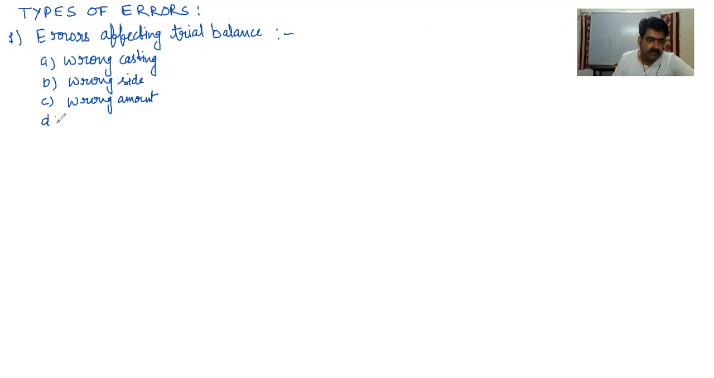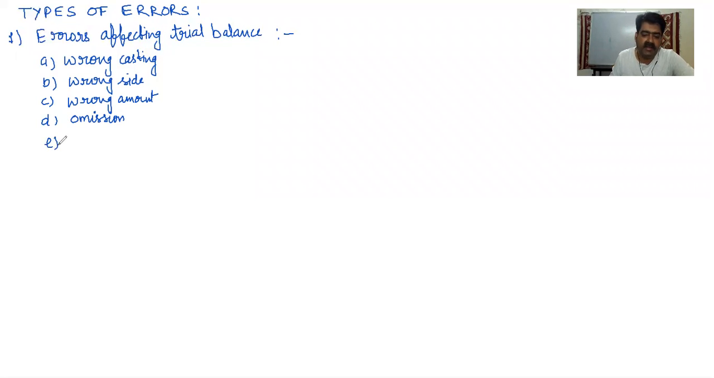Next is omission of posting of one side of any entry. You know, the meaning of omission is bhul jana. Very important thing is this: omission of posting of one side of an entry. Suppose our journal entry is purchase account debit to X. We have written this amount in purchase account, but we have omitted to write this amount in X's account. So again, our trial balance will not tally.